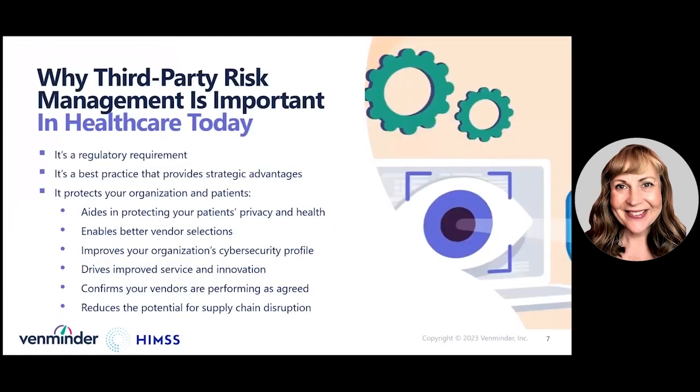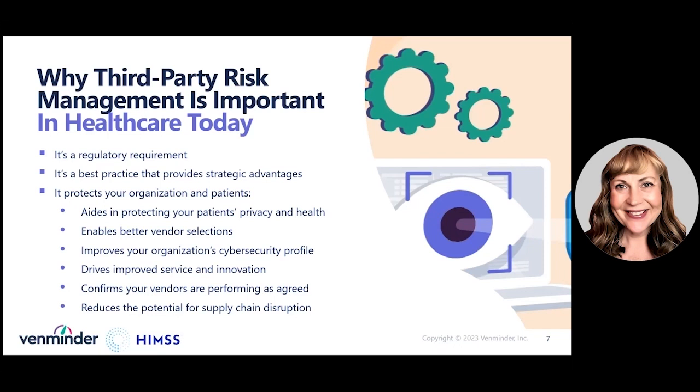So why is this so important for healthcare organizations today? Well, first of all, and it's true of any industry that's regulated, it's a regulatory requirement. But it's also a best practice that can provide your organization with some very distinct strategic advantages. Most importantly, it's going to help your organization protect your patients' privacy and health.